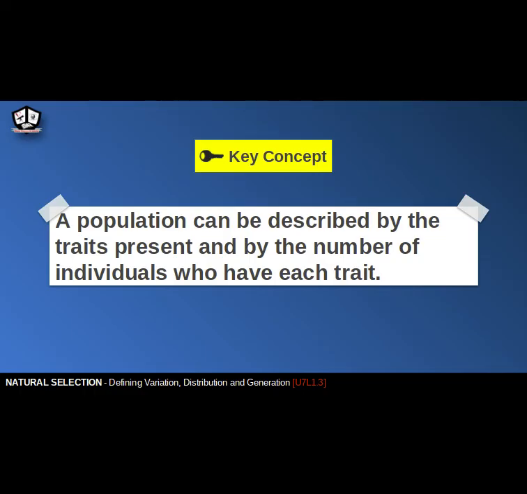So as you work through those, our new key concept that you can make sure you're taking note of is a population can be described by the traits present and by the number of individuals who have each trait.